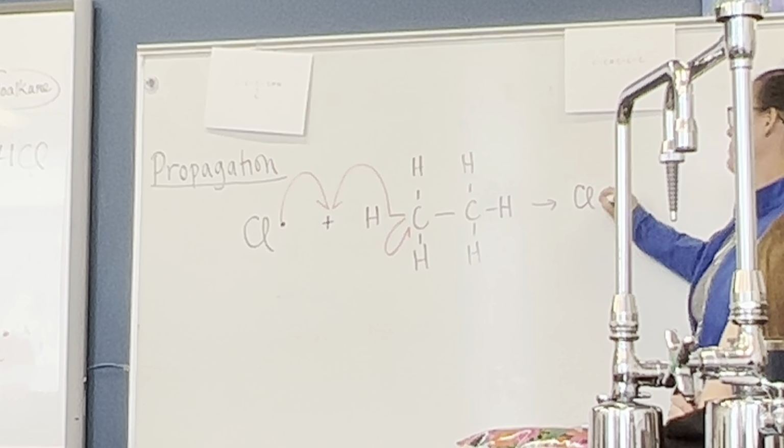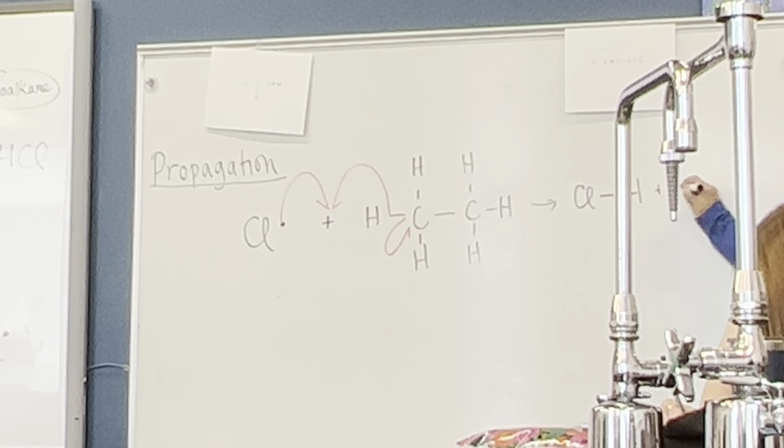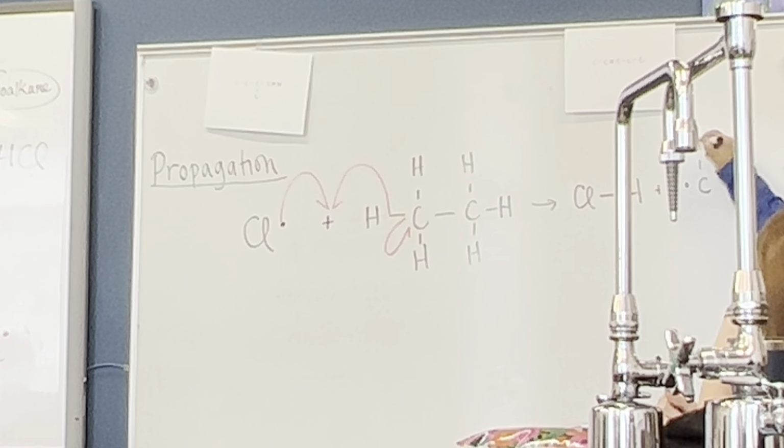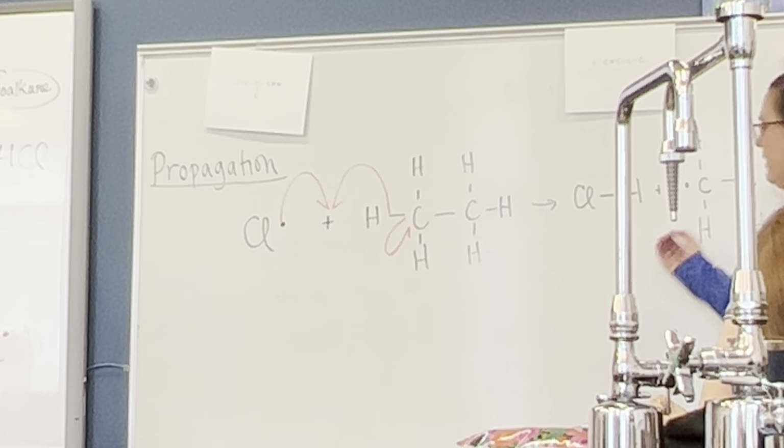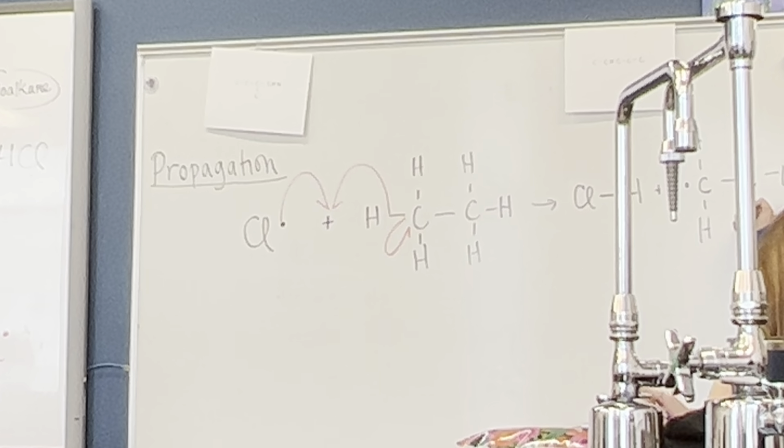I'm going to write it in the same order so maybe it makes more sense. And the ethyl radical. So in propagation, what you will notice is that we have one radical on the left side and one radical on the right side. Each step has to keep a radical in the reactant container, so that we can keep doing this new chemistry.